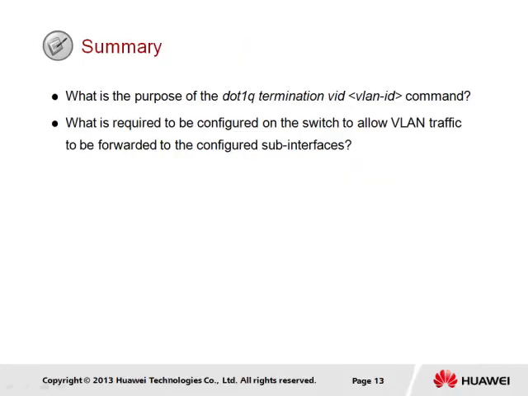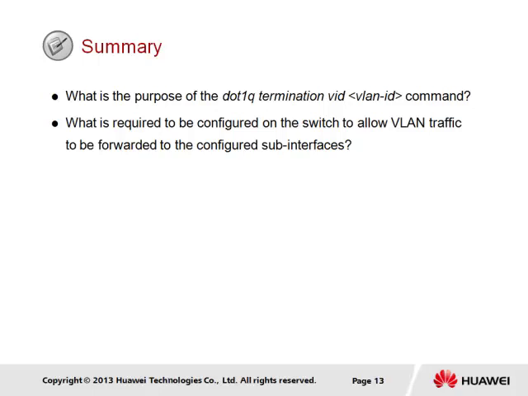So then in summary for this section, we just have a couple of questions here. The first asks, what is the purpose of the dot1q termination vid command? Well, the dot1q termination command, if we recall, provides the means to process received tagged frames carried over the trunk link. Once they are received, the frame tag can be removed and the packet routed. For frames to be forwarded via the subinterface of the router, the command enables the frame to have the relevant VLAN tag inserted into the frame header.